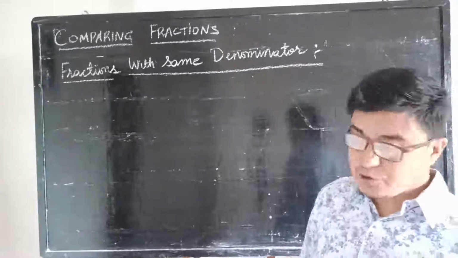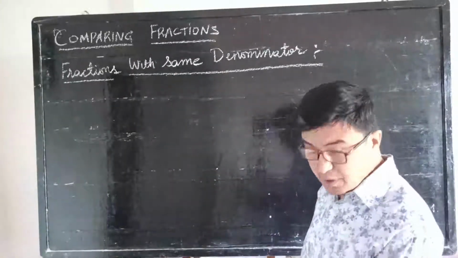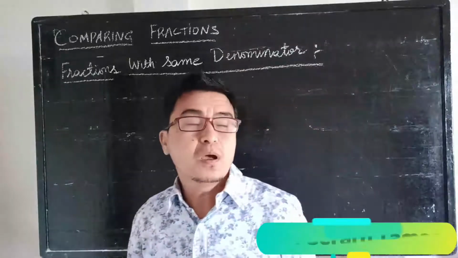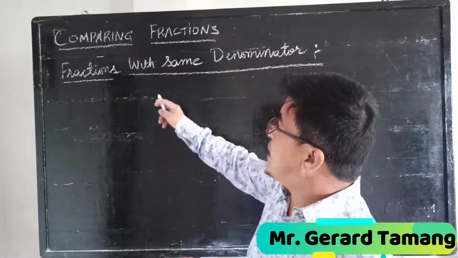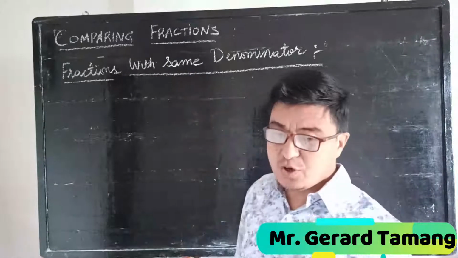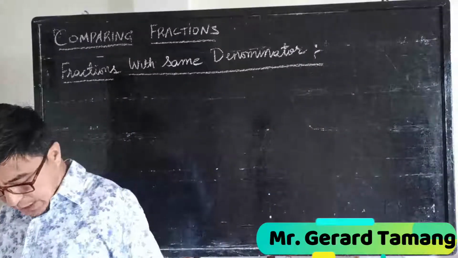Today in fractions we learn comparing fractions on page number 90. Now, fractions with the same denominator. Now look at page number 90.